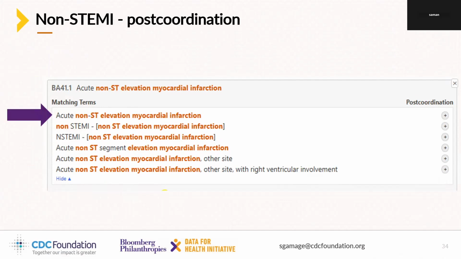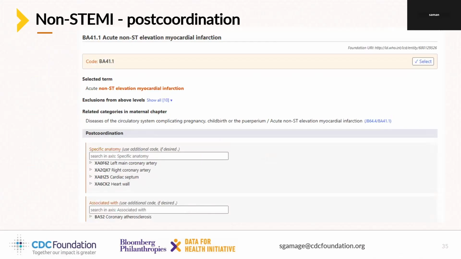Here, acute non-ST elevation myocardial infarction may be the correct matching term. And if you want to post coordinate, you can click on the gray plus icon and it will show you other post coordination options. If you are aware of the specific anatomy, or if additional information is available in the diagnosis, you can select the appropriate coronary artery and any other associated conditions such as coronary atherosclerosis.